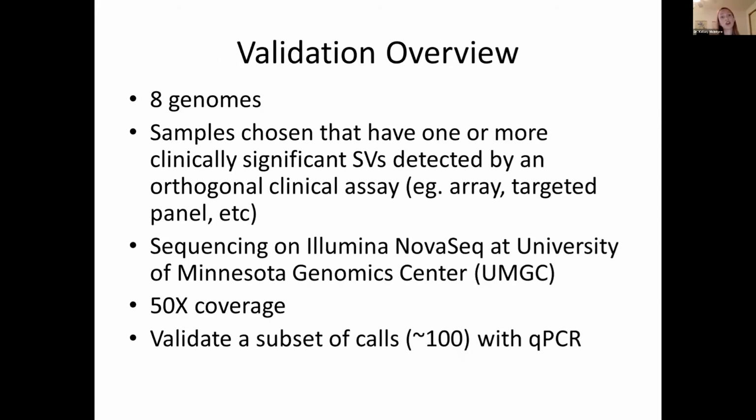So the validation overview is that we had 8 genomes that we sequenced. The samples that we chose had a clinically significant structural variant. I know a lot of labs validate their genomes with reference samples that don't necessarily have anything clinically significant, but we wanted to make sure that we could detect structural variants that we knew were clinically significant, and they had all been validated by an orthogonal clinical assay. They either had microarray testing previously or they had a targeted panel that had detected a structural variant.